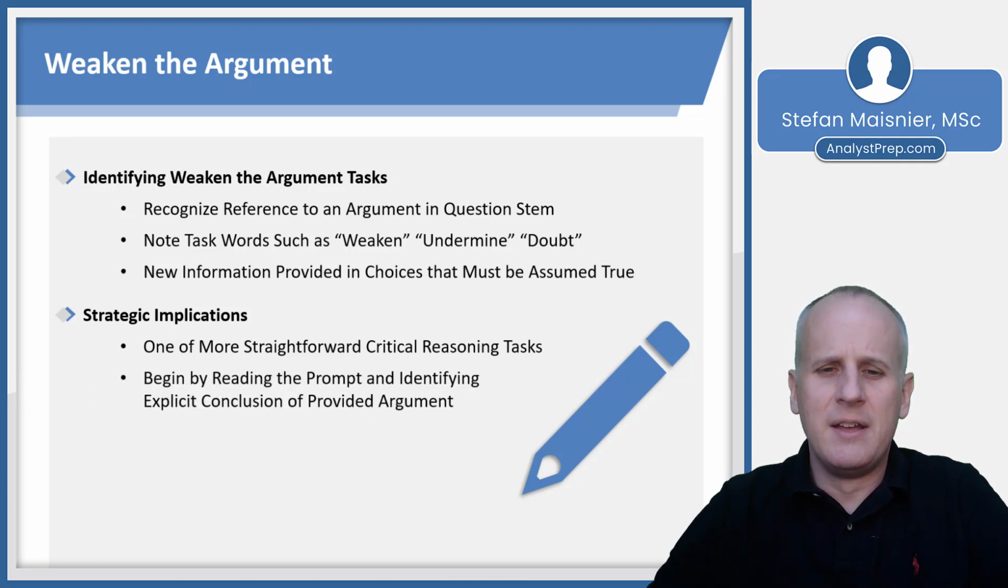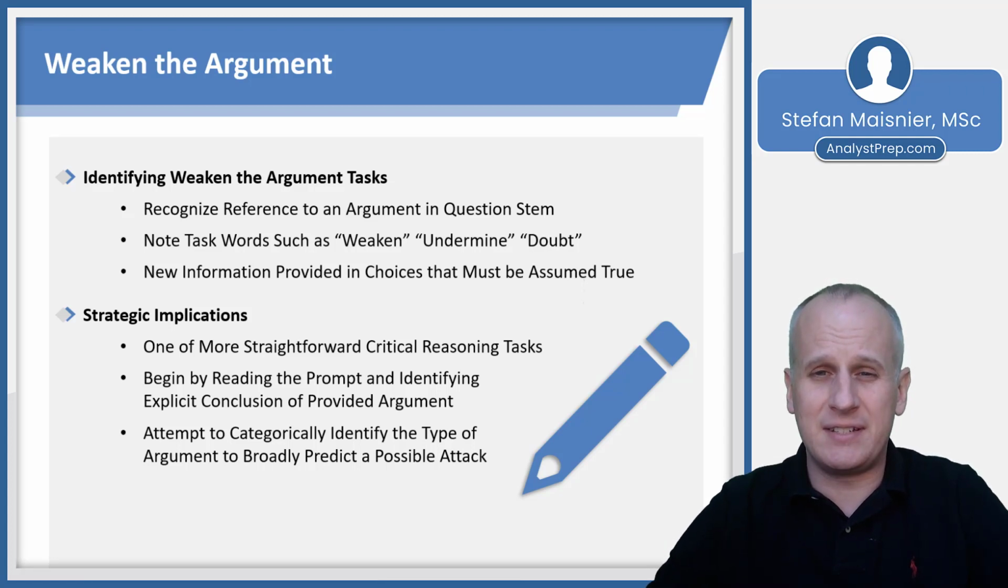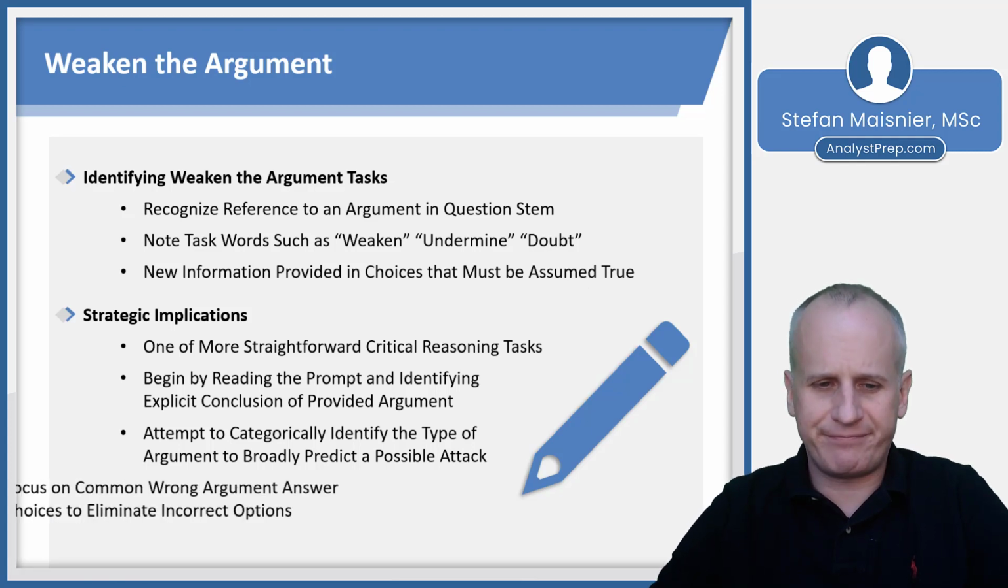Now, strategically, weaken the argument tasks are generally one of the more straightforward critical reasoning tasks. And you'll, once again, always want to read the prompt first and identify the explicit conclusion of the argument, because that's how you'll know what to weaken. You'll then want to potentially categorically identify the type of argument to predict what could be a possible attack on that evidence and the relationship that that evidence or premise has with the conclusion.